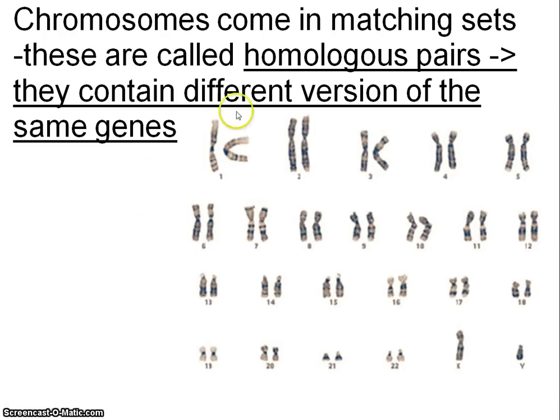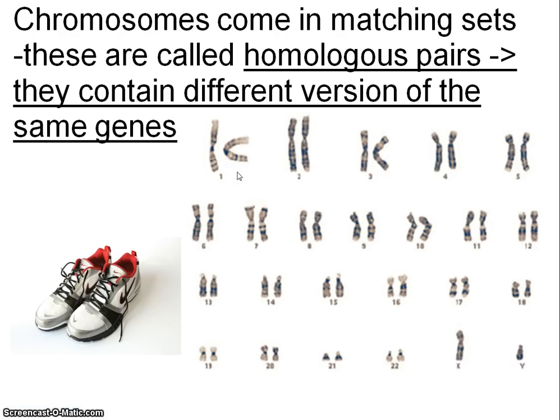So here you see something called a karyotype. This is a picture taken of your chromosomes. They're all duplicated, so this is one pair of identical chromosomes, and this is another pair here, and we say these are homologous because they're the same size and they code for similar traits. So this right here may code for blue eyes, and this right here may code for brown eyes, but they both are coding for eye color.